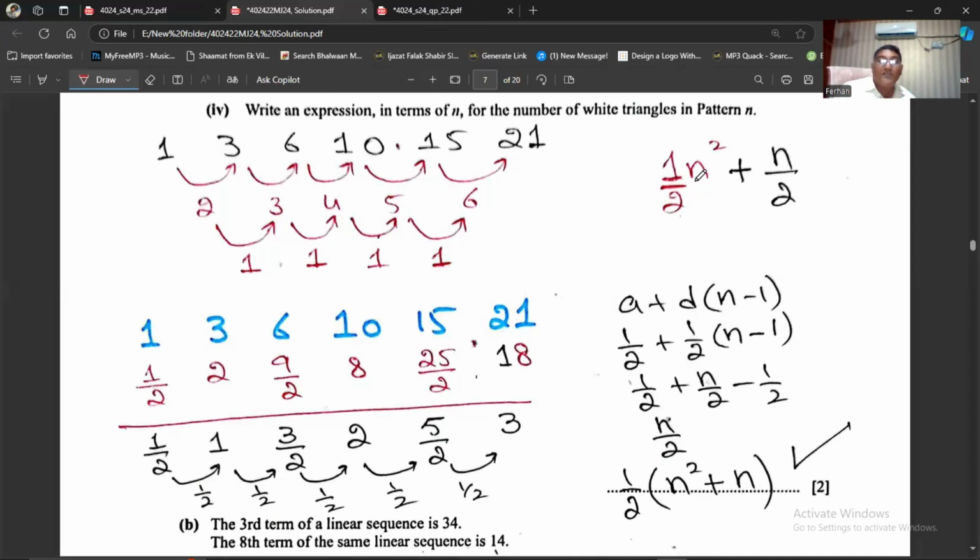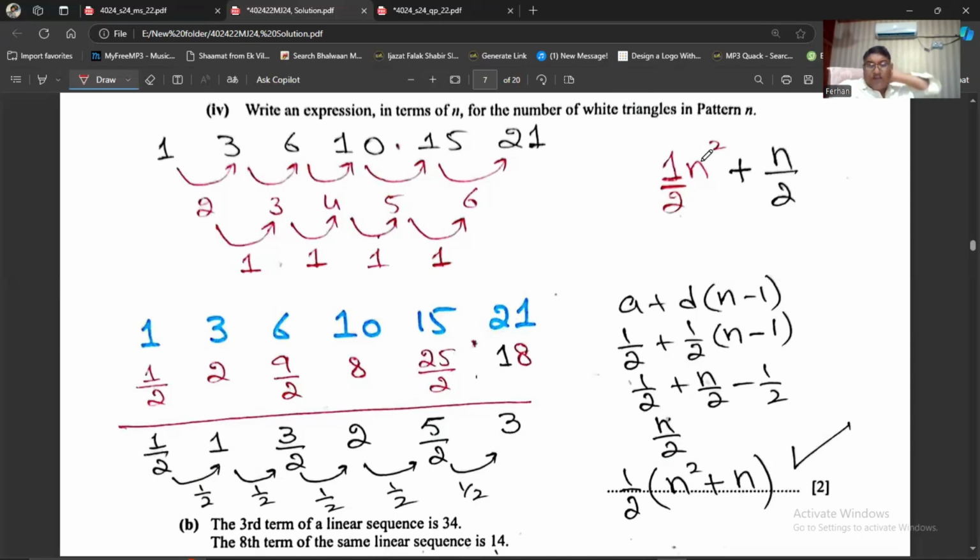Here in the place of n, I will substitute 1. Then I will substitute 2, then 3, then 4, then 5, then 6. Whatever answers come, I will write here under this original sequence.